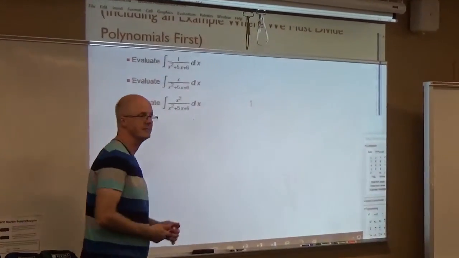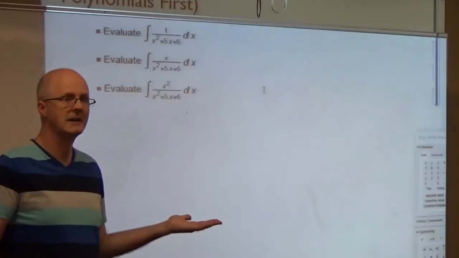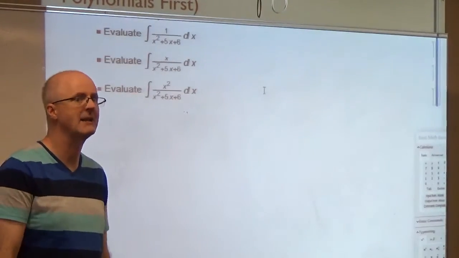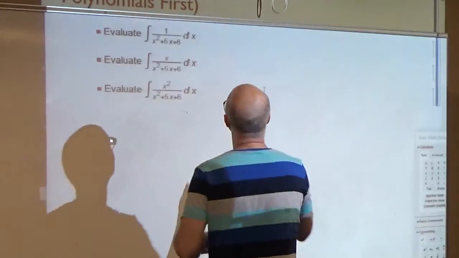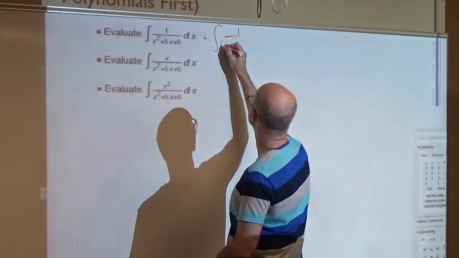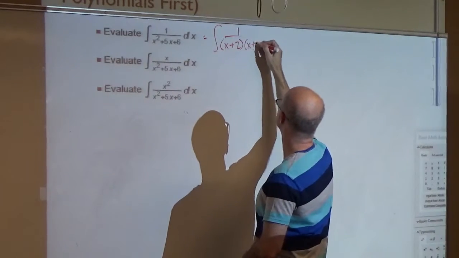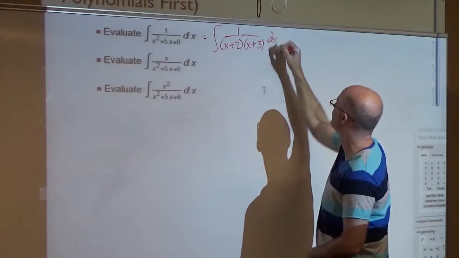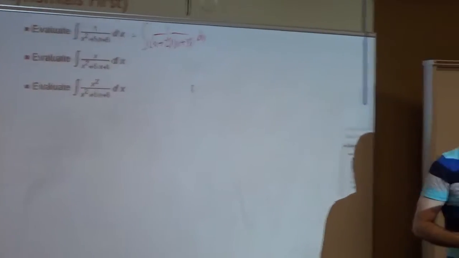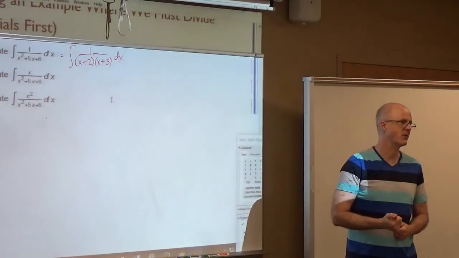First example there. That's kind of similar to the previous problem, right? A quadratic on the bottom, a 1 on top. However, this quadratic can be factored. We're integrating 1 over x plus 2 times x plus 3. When you integrate such a thing, what you want to do is rewrite that fraction in a new form that makes it easier to integrate.